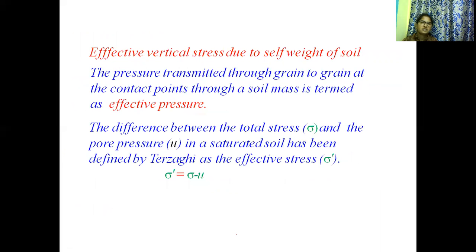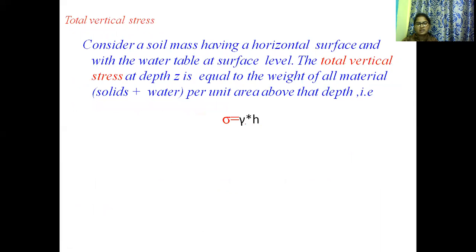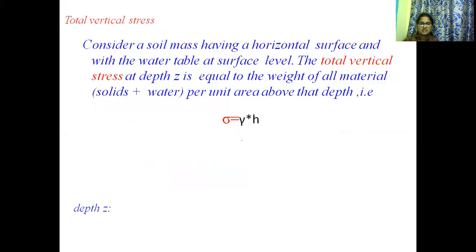Finally, effective stress sigma dash is equal to sigma minus U, that is, the difference between the total stress and the neutral stress or pore water pressure. In the dry case, we can write gamma D into H. In the saturated case, we can write gamma sat into H. In the dry condition, sigma is equal to gamma D into H.